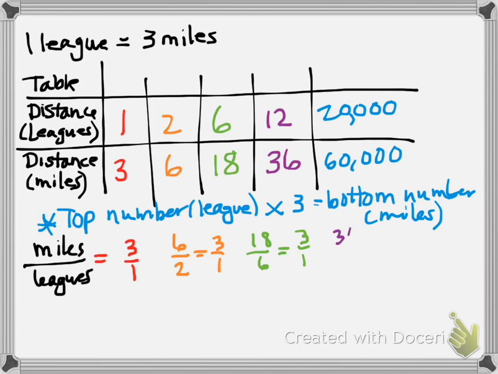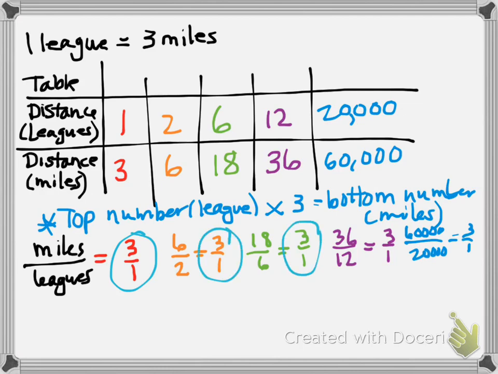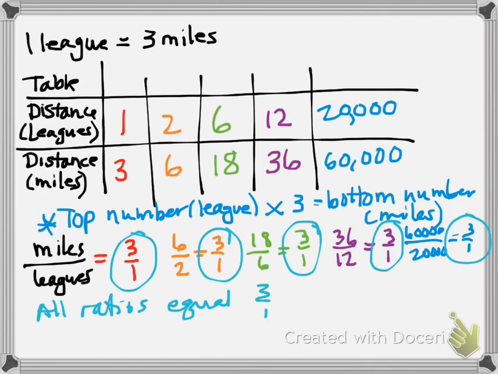Oh, yes, somebody figured it out. And 36 to 12, 3 over 1. And 60,000 to 20,000, 3 over 1. So what we should notice is all the ratios of miles and leagues were exactly the same, okay? So all the ratios equal 3 over 1, according to the way that we listed miles over leagues.